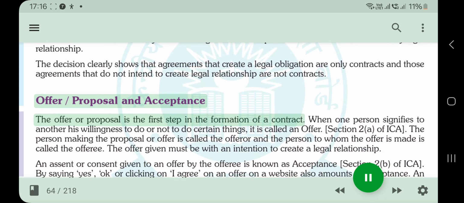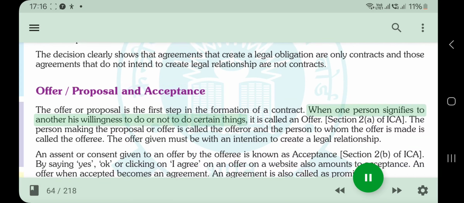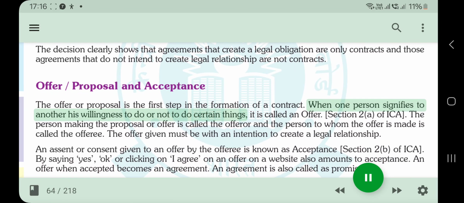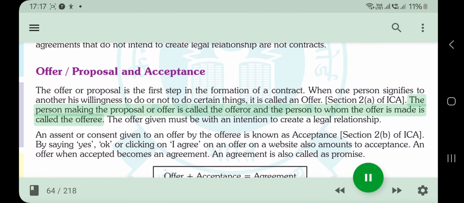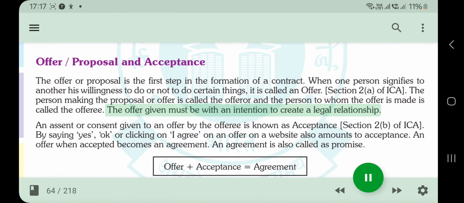The offer or proposal is the first step in the formation of a contract. When one person signifies to another his willingness to do or not to do certain things, it is called an offer. Section 2(a) of ICA. The person making the proposal or offer is called the offerer, and the person to whom the offer is made is called the offeree. The offer given must be with an intention to create a legal relationship.